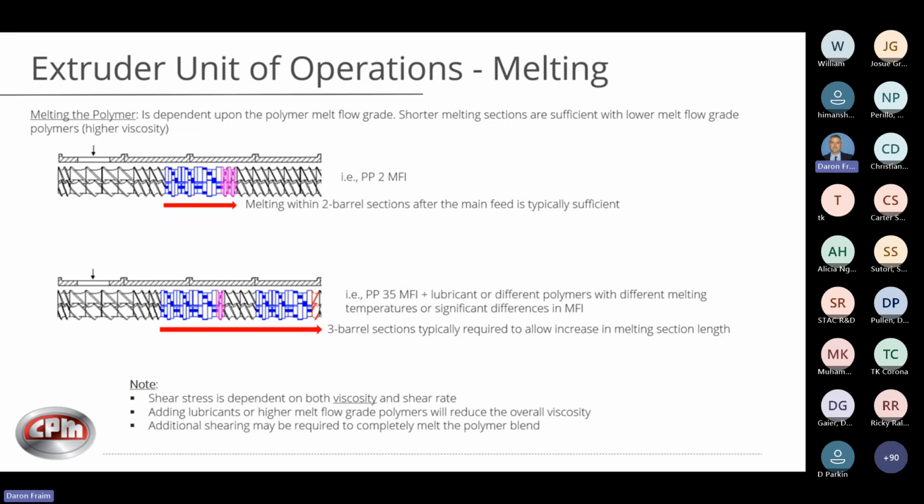So normally it could be a second melting section. So normally 2 barrels is sufficient after the main feed for your lower melt flows, but it may take 3 barrel sections, closed barrels after your main port, when you're dealing with a lot of lower molecular weight additives.